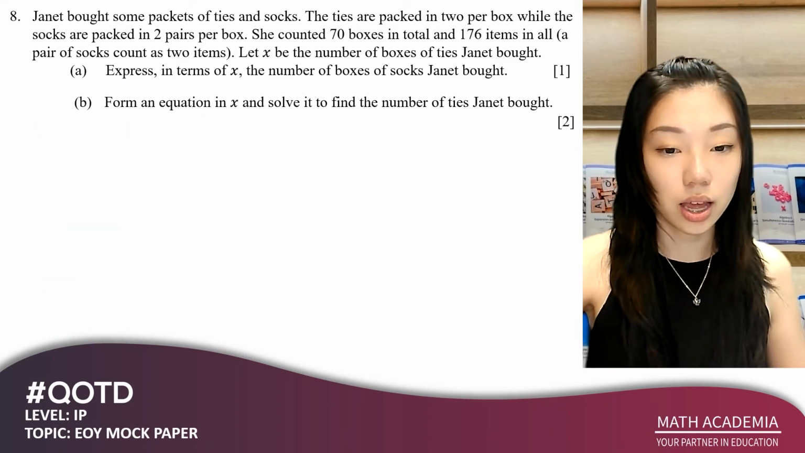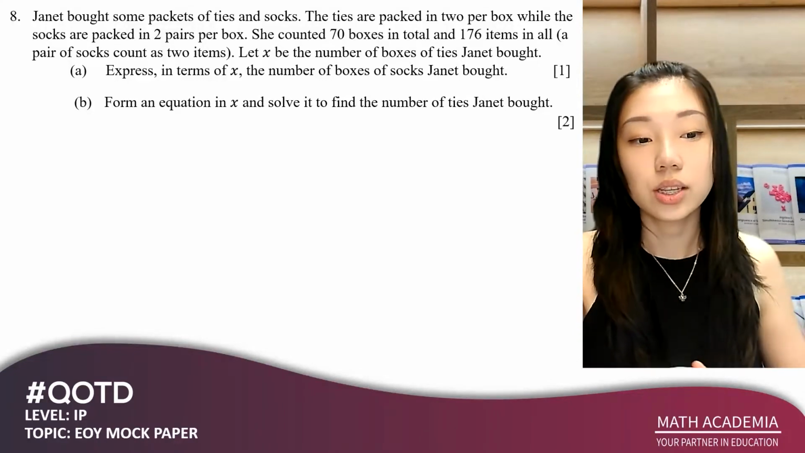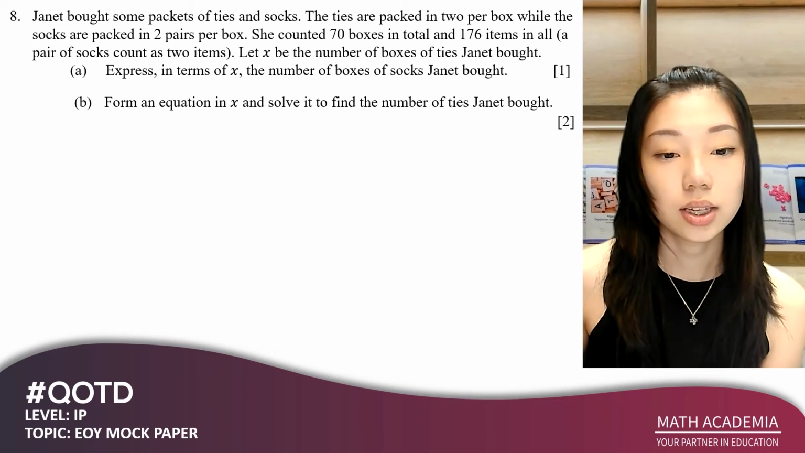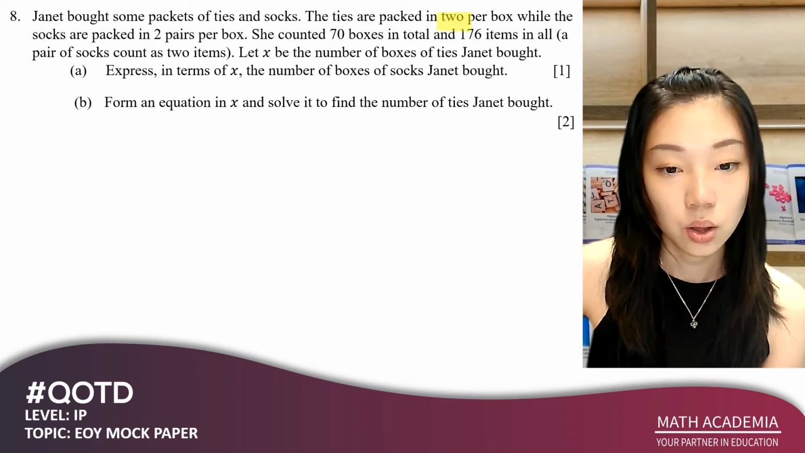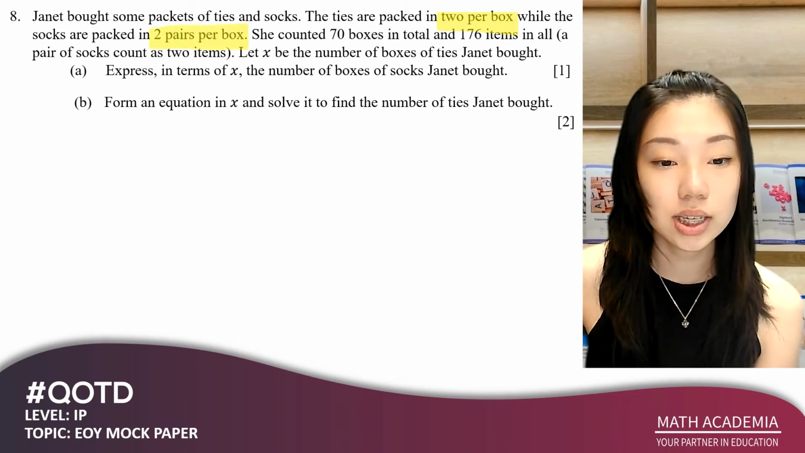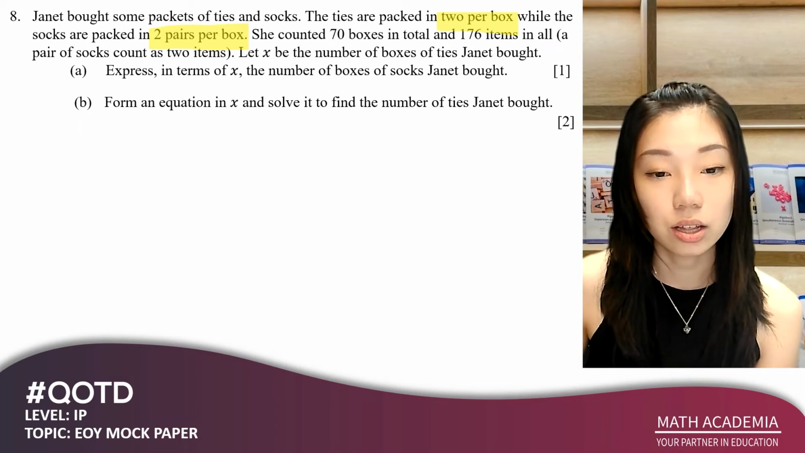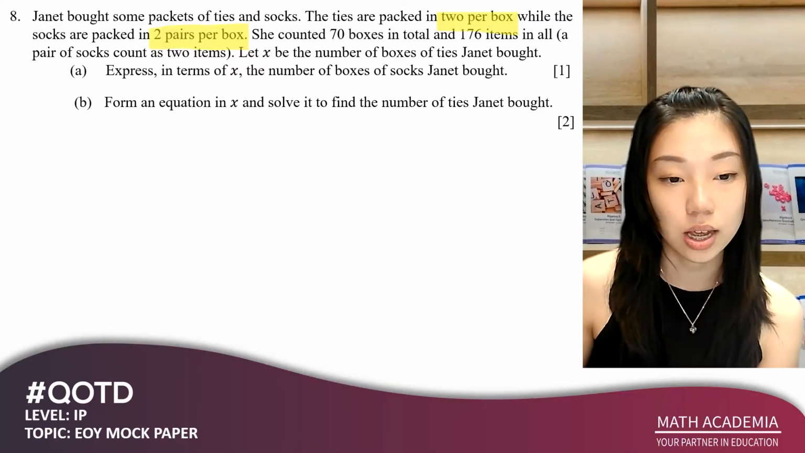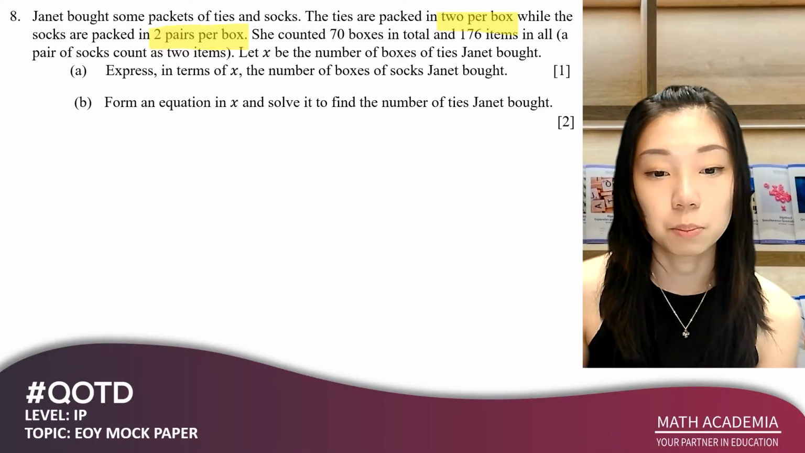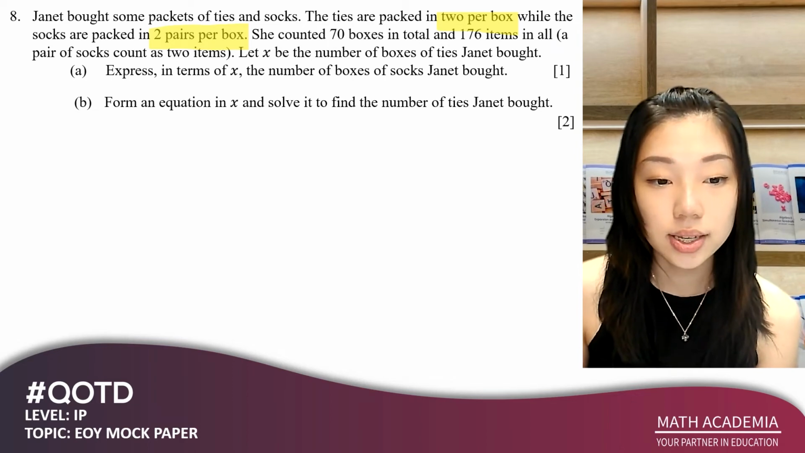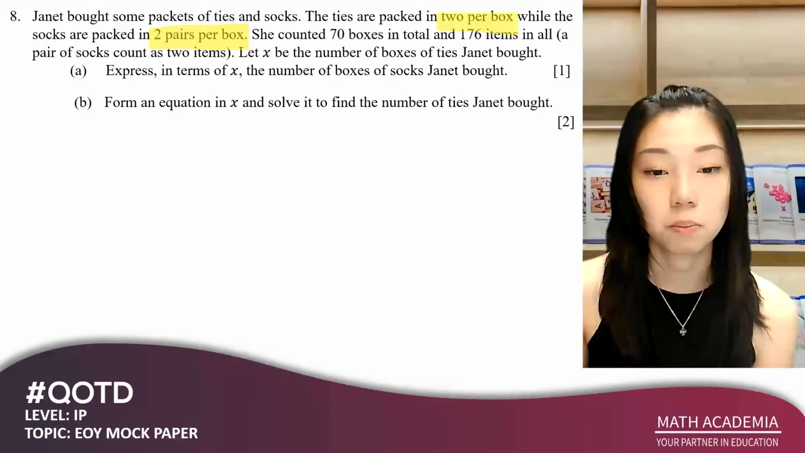Okay, question 8 is an algebra question. Let's read the question together. They say Janet bought some packets of ties and socks. The ties are packed in 2 per box, while the socks are packed in 2 pairs per box. She counted 70 boxes and 176 items in all. A pair of socks is counted as 2 items. Let x be the number of boxes of ties Janet bought. Express in terms of x the number of boxes of socks Janet bought.